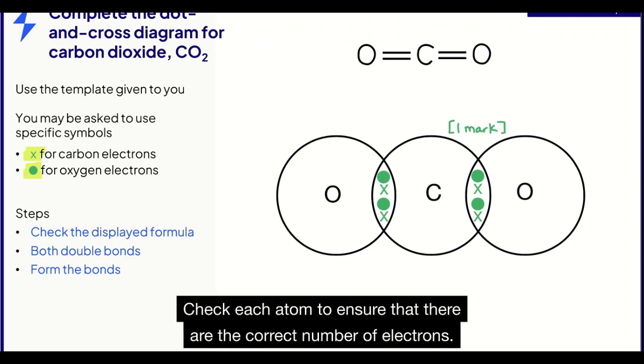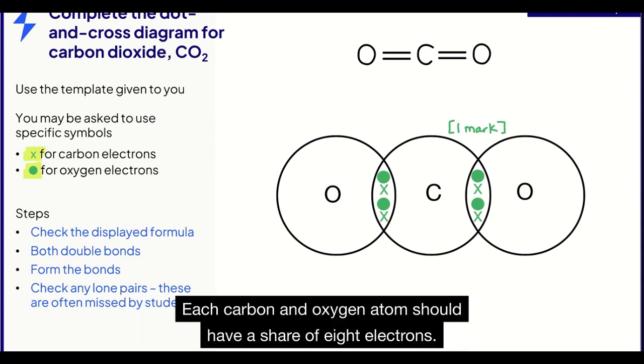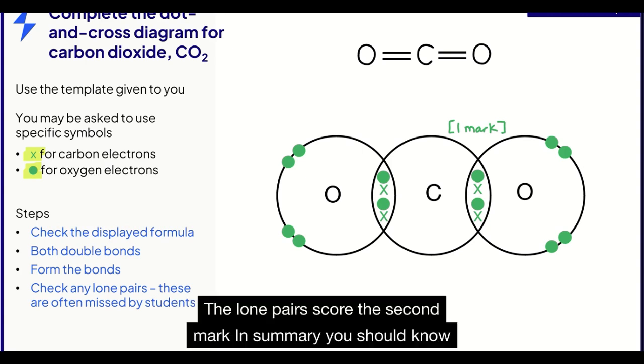Check each atom to ensure that there are the correct number of electrons. Each carbon and oxygen atom should have a share of 8 electrons. The lone pairs score the second mark.